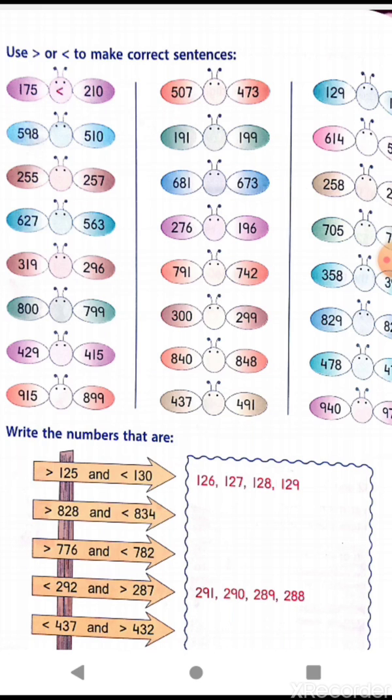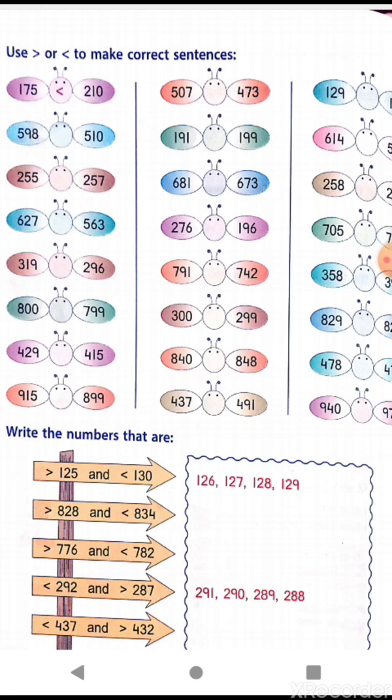Example is, write the numbers that are greater than 125 and less than 130. That means you have to write the numbers between 125 and 130. So that is 126, 127, 128, 129. Next is the numbers greater than 828 and less than 834. That means you have to write the numbers between 828 and 834. That is 829, 830, 831, 832, 833.